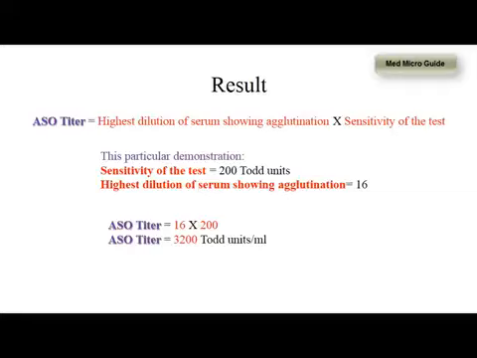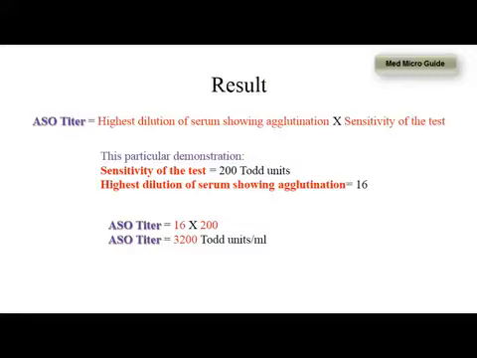Now we'll see how to derive the ASO titers by using the semi-quantitative test. ASO titers are calculated by using the formula: the highest dilution of the serum showing agglutination multiplied by the sensitivity of the test. Sensitivity of the test is usually defined by the kit manufacturers. Manufacturers will adjust the ASO latex reagent sensitivity to detect the minimum amount of ASO antibodies in the undiluted samples.